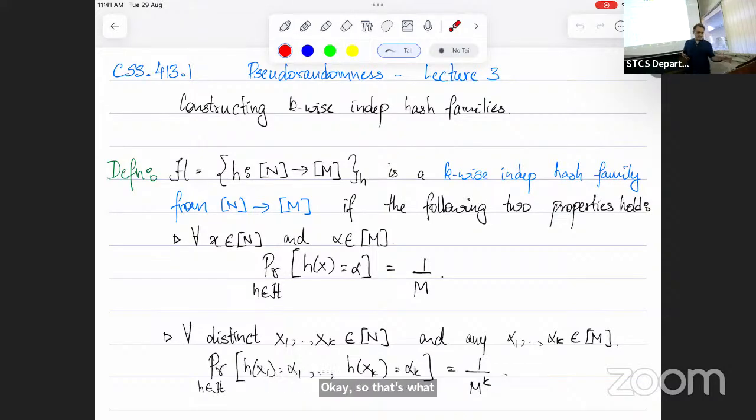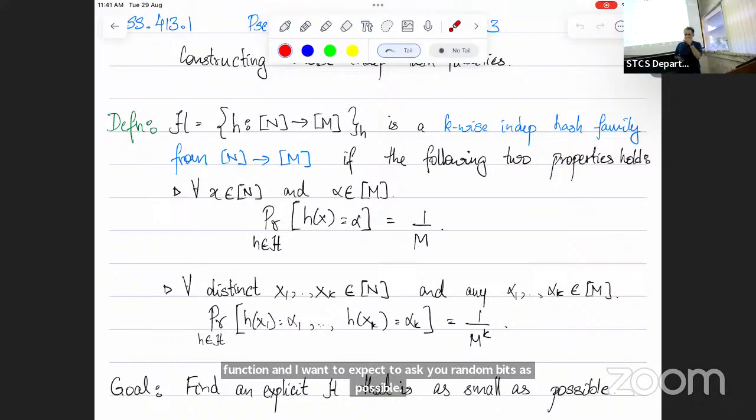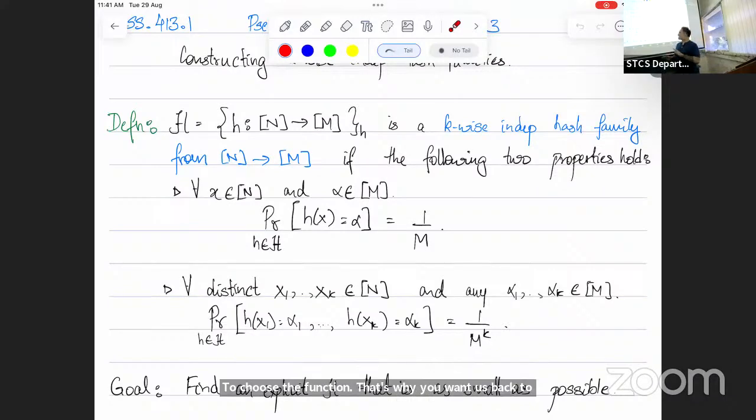Now, often what we might want is to find an explicit h that is as small as possible. Like, I don't want this bag of functions to be too large. The reason is that many times your choice of randomness will be with respect to choosing this function, and I want to expend as few random bits as possible to choose the function. That's why you would want this bag to be small. In fact, the whole point of de-randomizing would be that rather than choosing the output values of x, I'm going to just choose the function at random and let it determine the output values of all these x's. So that's typically how you go about doing something like this. And so therefore you would want this bag to be small.